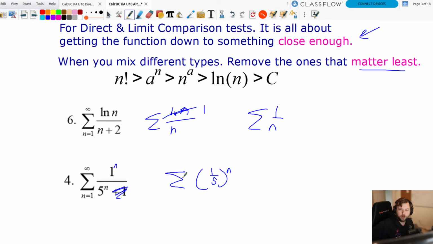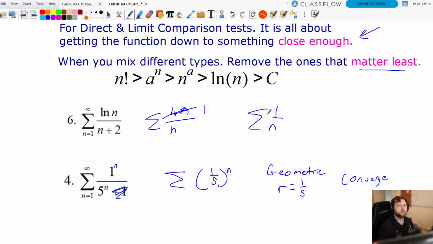This is not a polynomial. Sometimes it's not all just p series. I did a bunch of those. It might not be. 1 over 5 to n. This is going to be a geometric series test. This is going to be a geometric series. Remember from last time? And since my r equals 1/5, it's between -1 and 1, we are going to converge here.